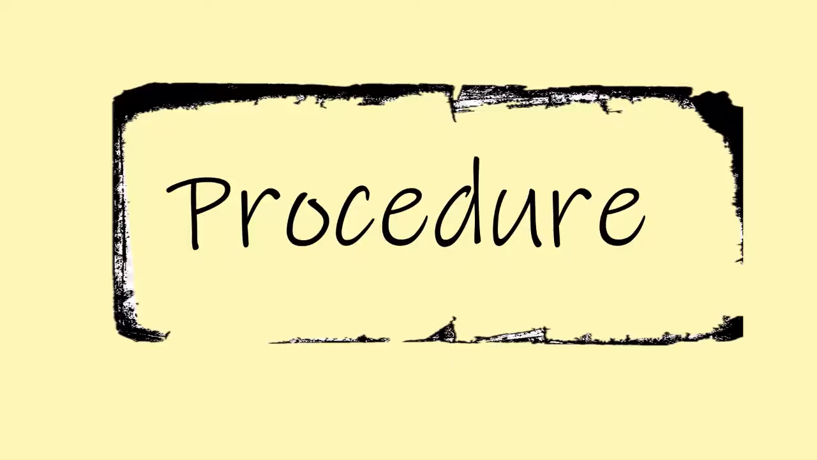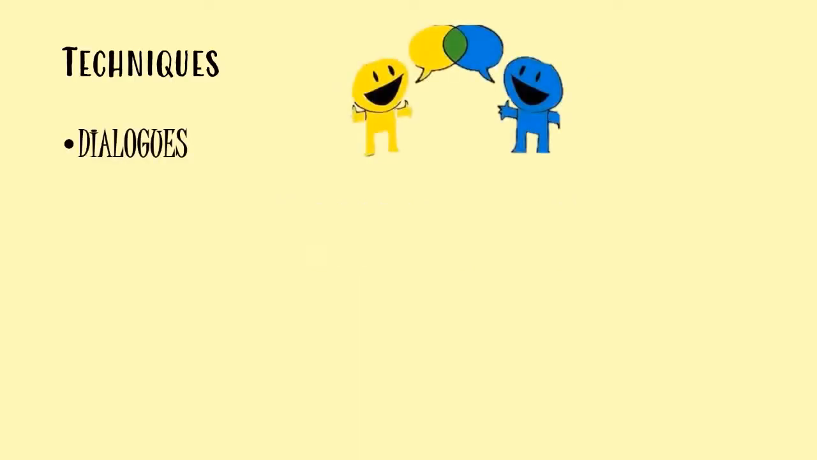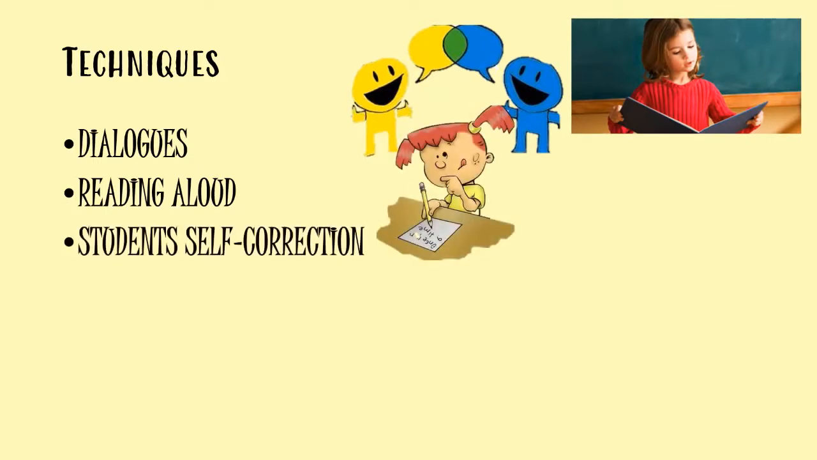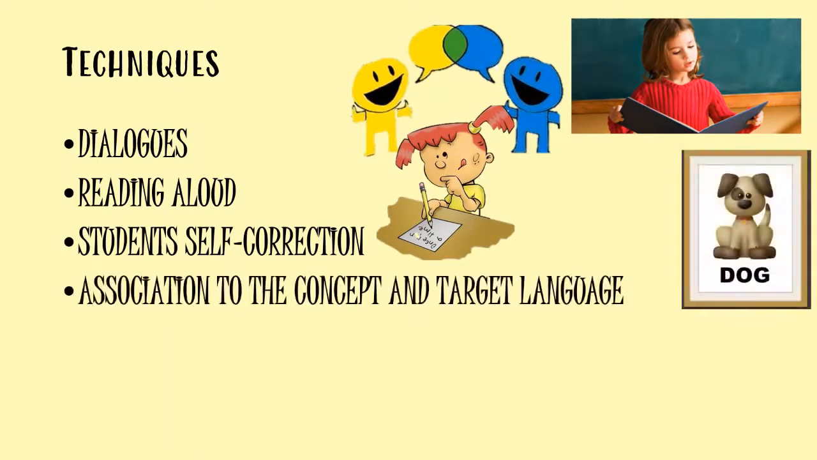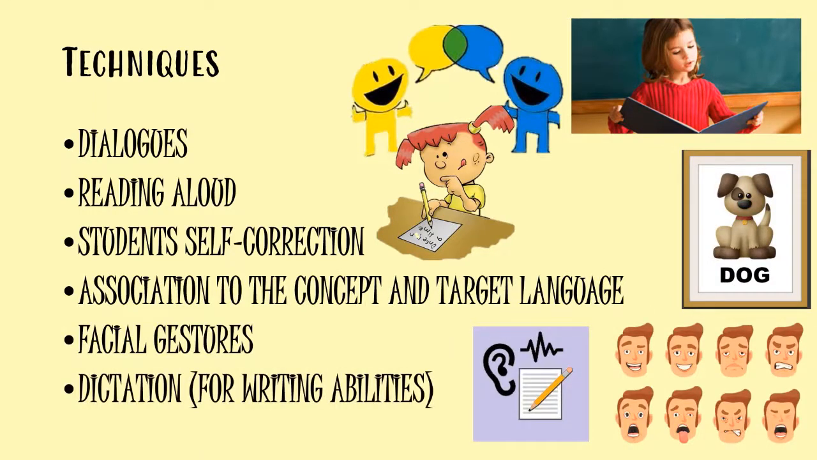Here are some techniques that are commonly used in the direct method: dialogues, reading aloud, students' self-correction, association of the concept and the target language, facial gestures, and dictation for greeting ability. So we can notice that the teacher, employing various techniques, tries to get the students to self-correct whenever possible.